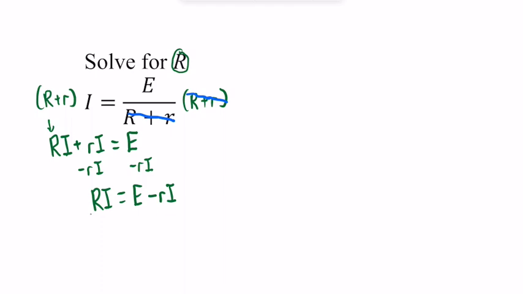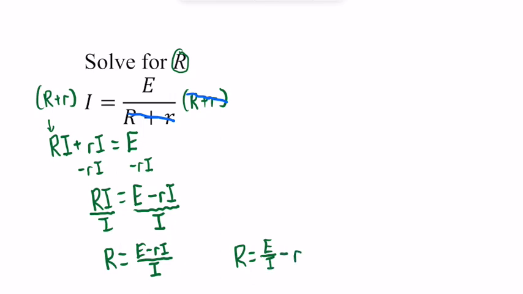Last, to get the R by itself, we divide both sides by I, and you would have R equals E minus little r times I, all over I. This is 100% correct. Some people like to go ahead and divide each term on the top individually by I. If you do that, you would have R equals E over I minus little r. Either one of these would be a completely correct answer to that problem.